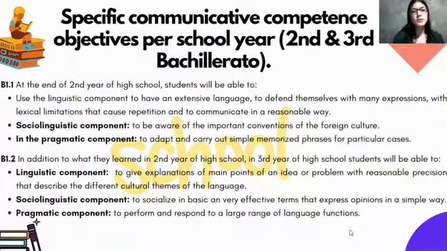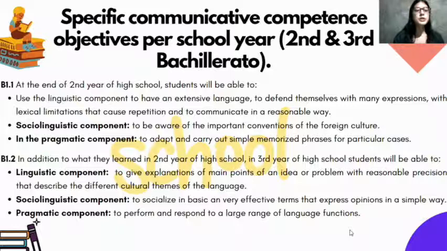Specific communicative competence objectives per school year, segundo y tercero de bachillerato. B1.1. At the end of the second year of high school, students will be able to use the linguistic competence to have an extensive language, to defend themselves with many expressions, with lexical limitations that cause repetition, and to communicate in a responsible way. Sociolinguistic component, to be aware of the important conventions of the foreign language. In the pragmatic component, to adapt and carry out simple memorized phrases of particular cases.